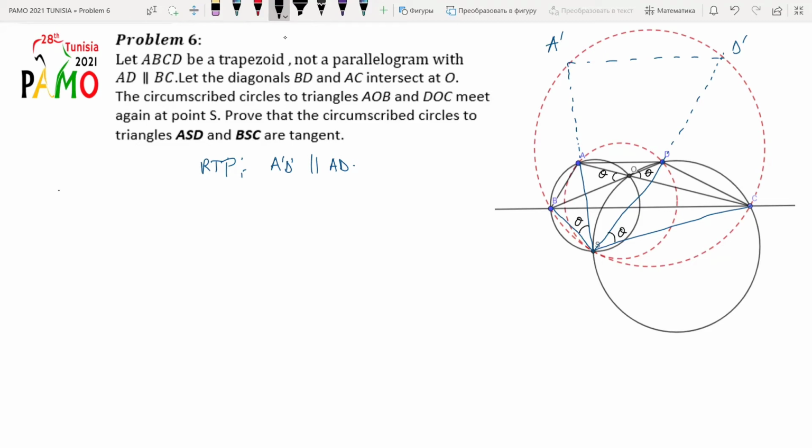Now in this bigger circle, this arc A prime B subtends angle theta on the bigger circle, and this arc B prime C also subtends the same angle theta on the bigger circle. So I'm actually going to show us another lemma now. If we have a circle, and let's say an arc.